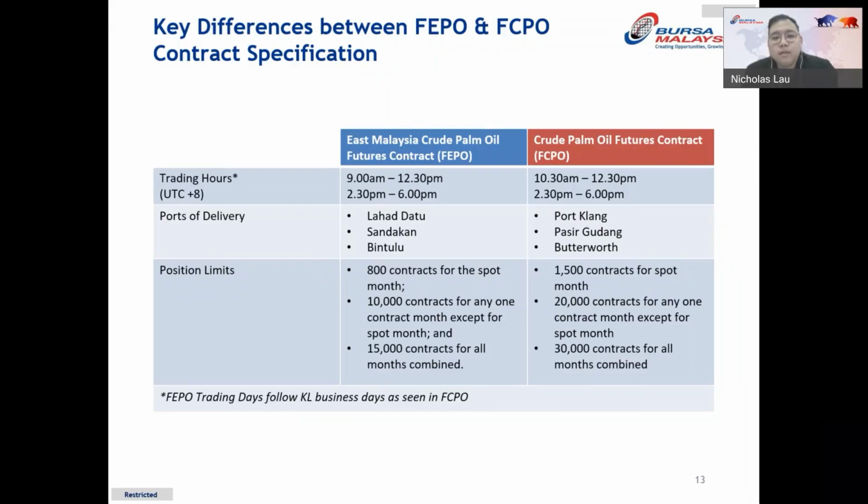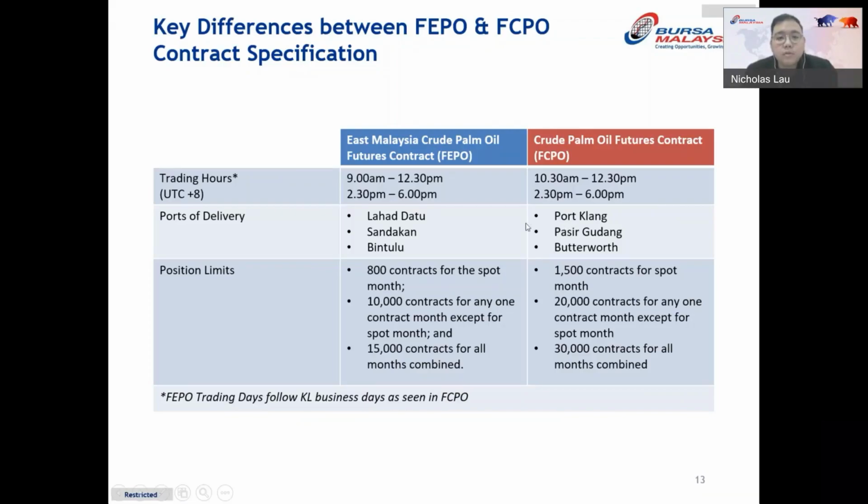The reason for this is because the DCE soybean oil contract opens at 9 a.m. as well. And the idea behind setting our East Malaysia crude palm oil contract to open at 9 a.m. was to provide greater overlaps with the Chinese market. Greater overlaps means for traders or investors like you guys, it will mean greater trading opportunities.